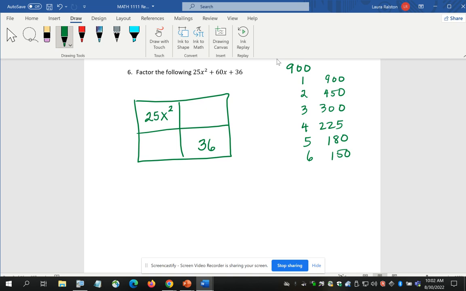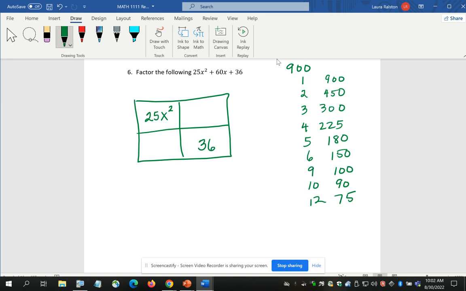I don't believe 7 will go. 8, 9 times 100, 10 times 90. I don't believe 11 goes. 12. It's 12 times 75. Let's see. 14 I don't believe goes.